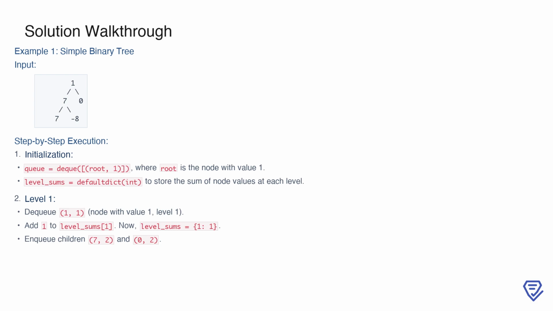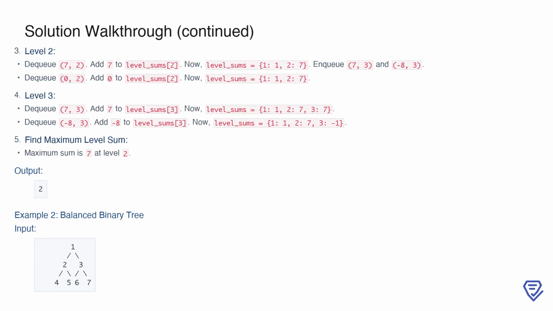At level 1, we dequeue the root node, which has a value of 1, and add it to the sum for level 1. This makes level_sums equal to {1: 1}. Then, we enqueue its children, nodes 7 and 0, along with their level, which is 2. Next, we process level 2. We start by dequeuing the node with a value of 7, adding its value to the sum for level 2. Now, level_sums becomes {1: 1, 2: 7}. We enqueue its children, node 7 and -8, at level 3.